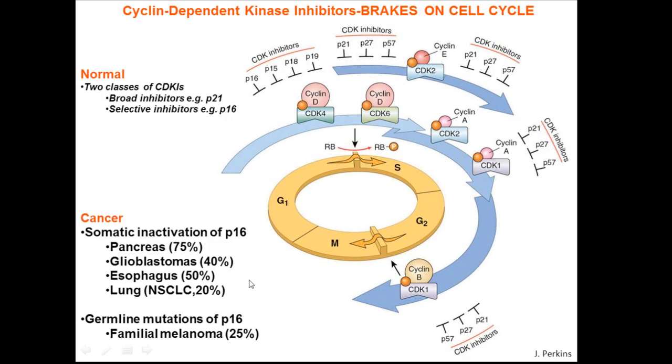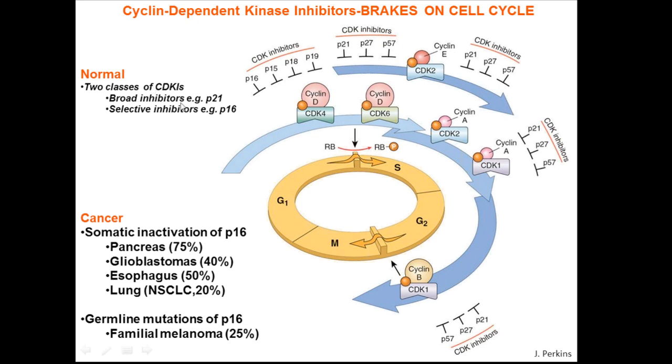Now, as Newton said, for every reaction there's an opposite reaction. All our physiological systems are under very tight normal control. So it is not surprising that cyclins are regulated by cyclin-dependent kinase inhibitors, and there are many inhibitors.